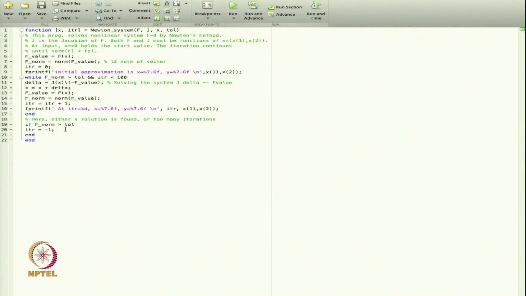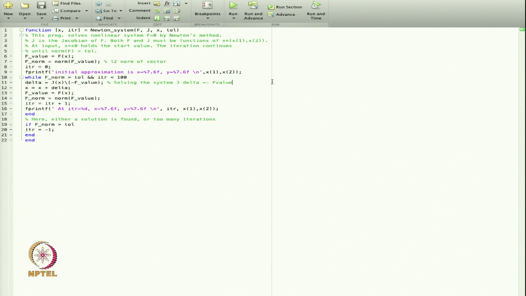And now, here either a solution is found or there are too many iterations. So, if f norm is greater than tolerance, iteration will be minus 1 and then this is the end of the function. So, this function I have started with the name Newton underscore system. This name and the file name will be the same. So, this is my function we are calling.